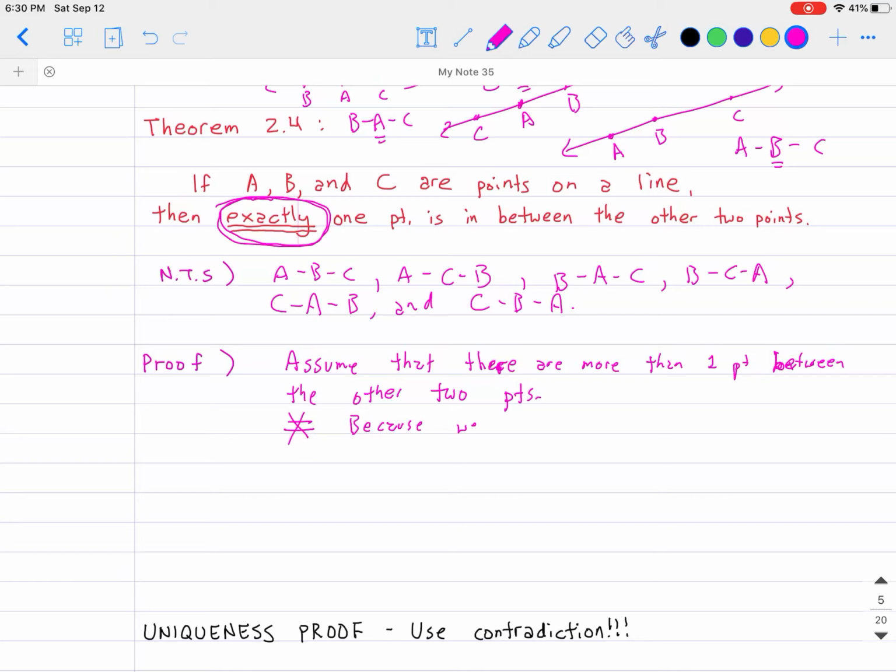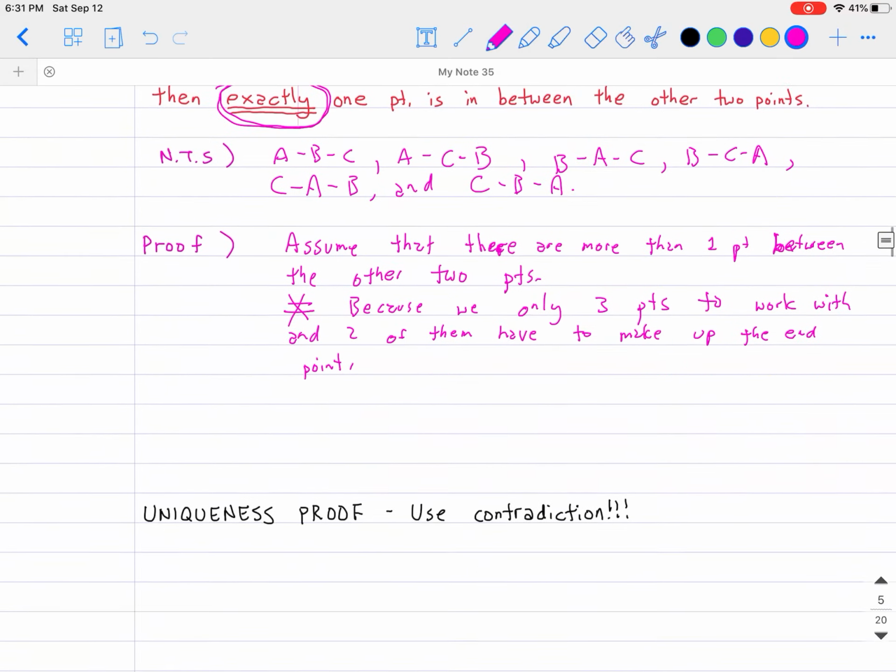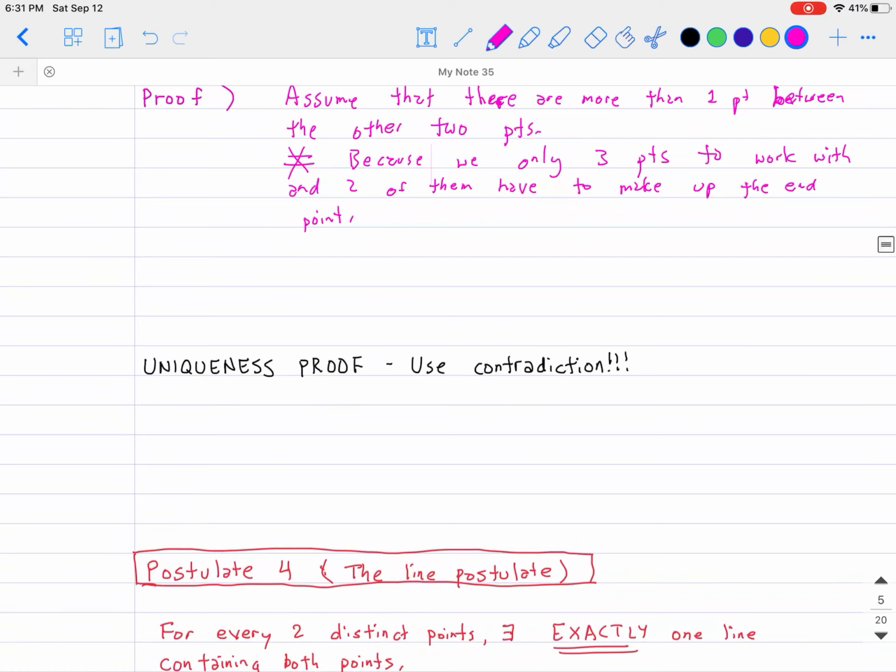This right here is a contradiction, and that's the symbol for contradiction, because we only have 3 points to work with, and 2 of them have to make up the endpoints. And so therefore, that's going to be our contradiction then. Okay, so a lot less work for this then.